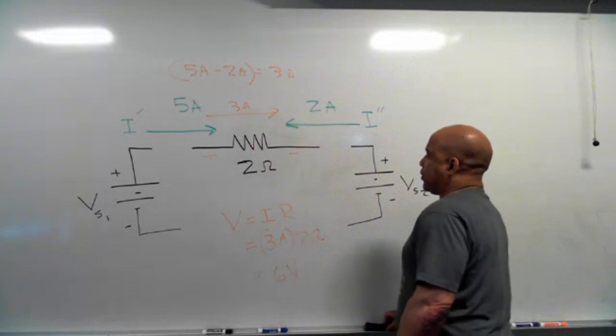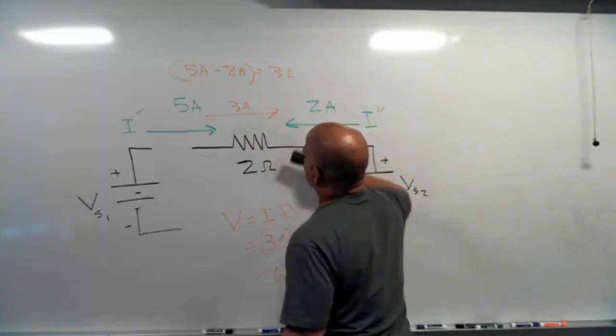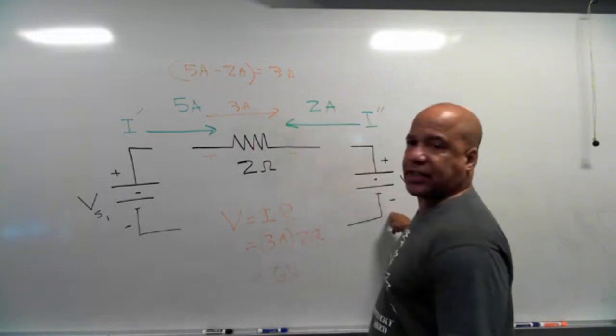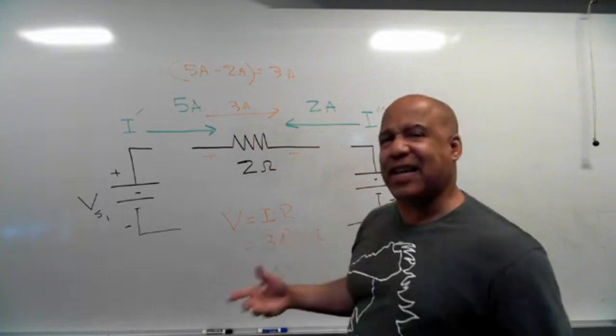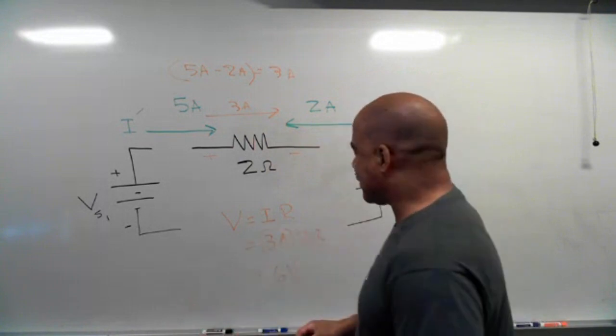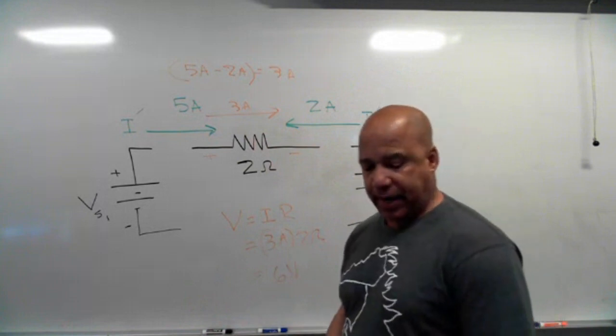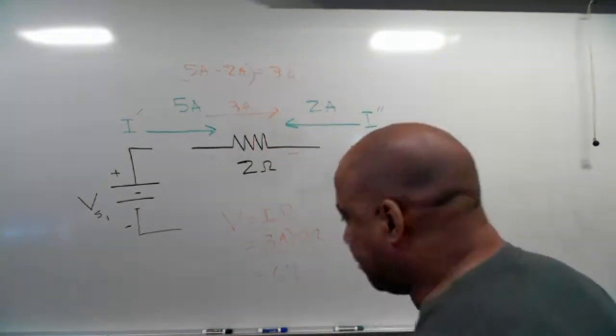What you could do if you wanted to, you can say, all right, I'm going to act like this source over here doesn't exist. I'm going to set that source to 0. How do you set a voltage source to 0? Anybody? How do you set a voltage source to 0? Shorting it. Put a short in it.